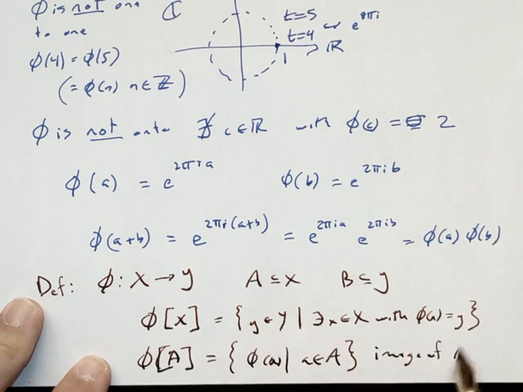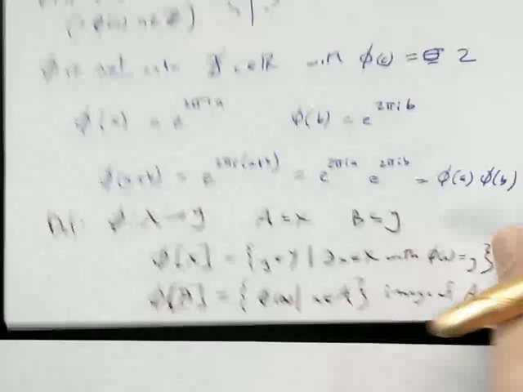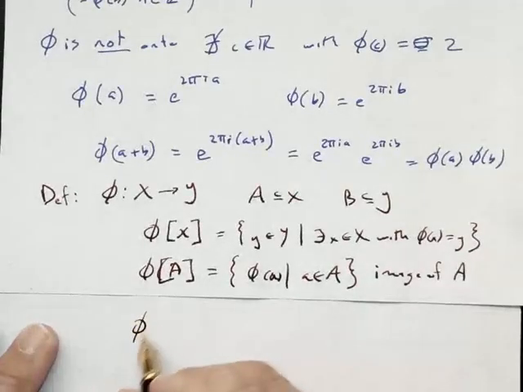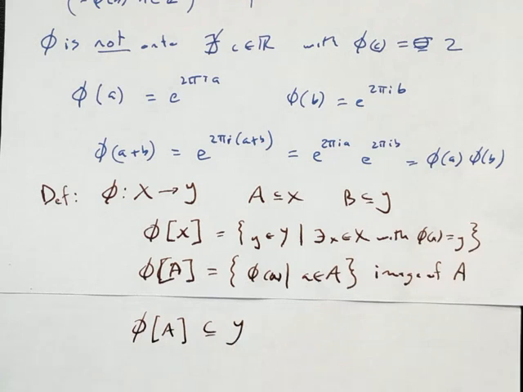Image of a. Instead of just the image of a single point, we can talk about the image of a whole set. And that is a subset of y, as we move from our set x over. But what if we start over there and work our way back?